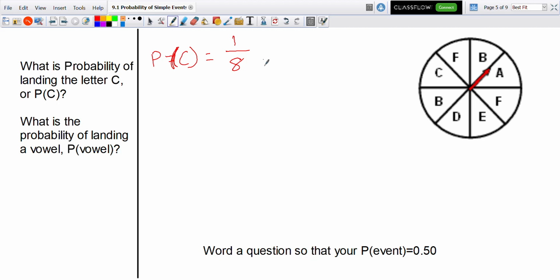If I wanted the decimal version of that, I would do 1 divided by 8 on my calculator. I find that the decimal version of that is 0.125. Or if I move the decimal point 2 spots to the right, I find that there's a 12.5% chance of landing on the letter C. Not 0, not quite 50%, so that thing is unlikely to happen. Right? Not impossible, not 50-50, definitely not likely or certain, so it's going to be unlikely to happen.